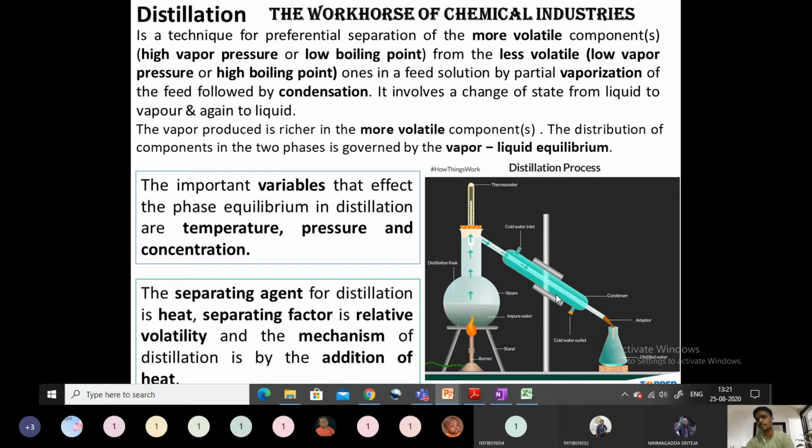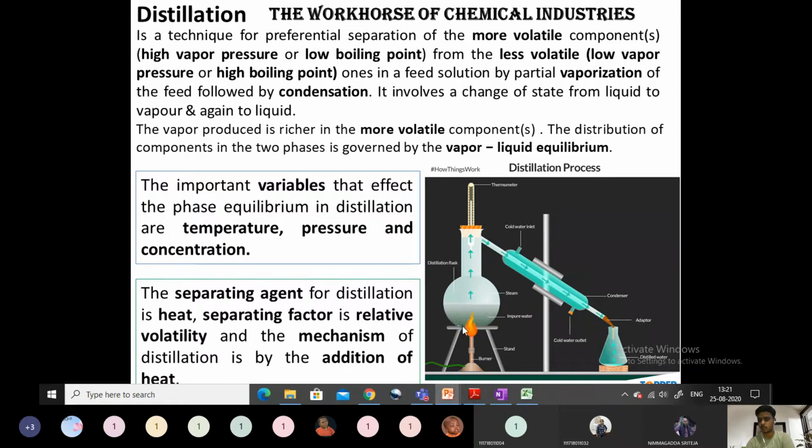And in the condensation, the removal of heat is the mechanism in order to condense those vapors to the liquid. So the mechanism in distillation is both addition of heat and removal of heat, whereas the separating factor is the relative volatility of various components and the separating agent is just heat.